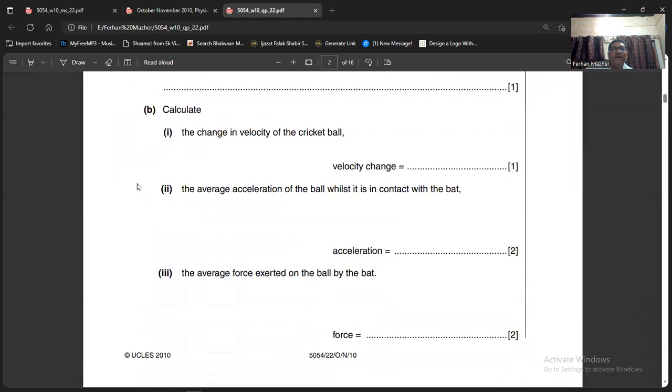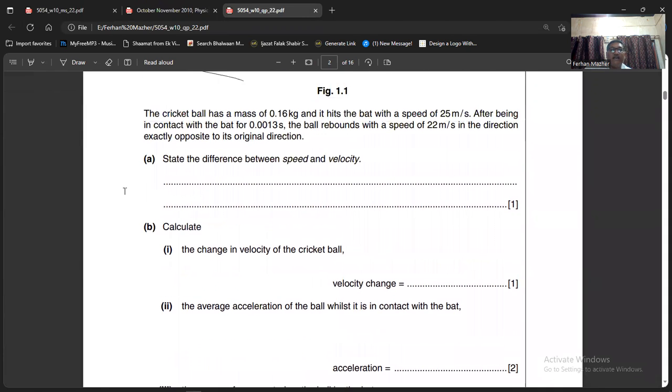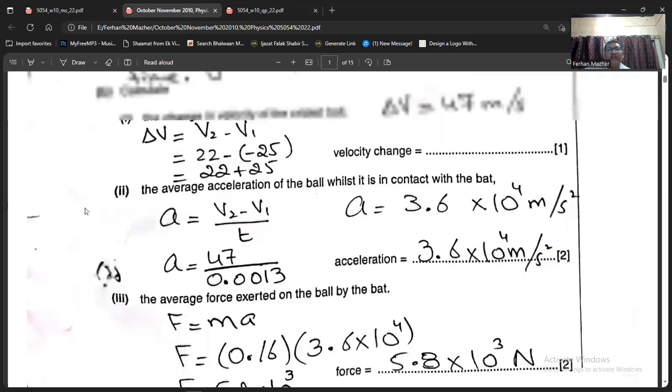Okay, so question number 1B, second part: the average acceleration of the ball while it's in contact with the bat. The acceleration is change in velocity divided by time. The duration of the contact of the ball with the bat was 0.0013 seconds. So it will be v2 minus v1 divided by time. The change in the velocity was 47 and the time was 0.0013. So the acceleration will be 47 divided by 0.0013.